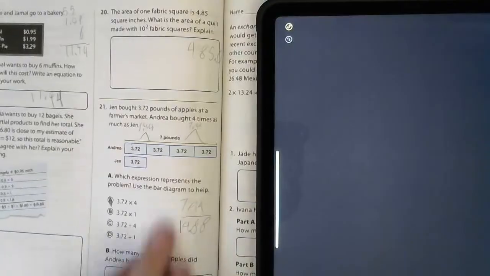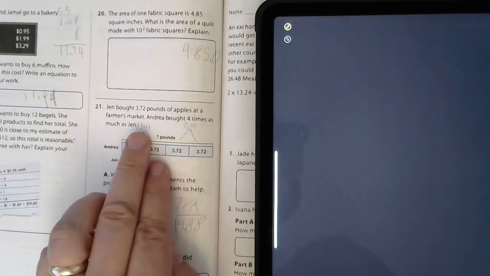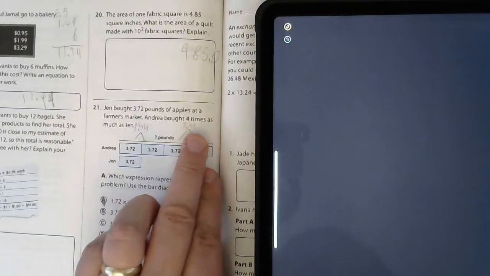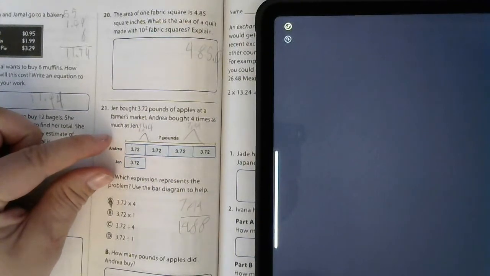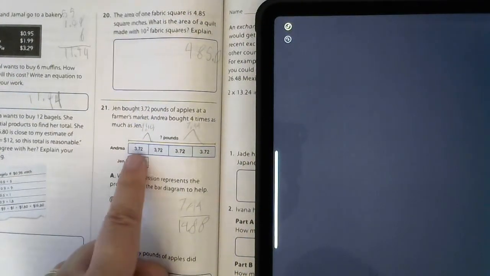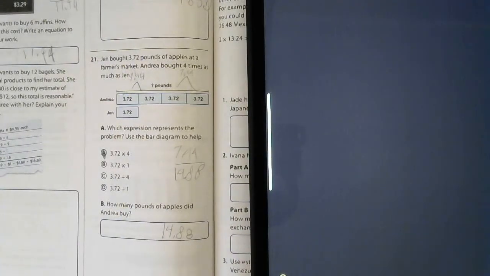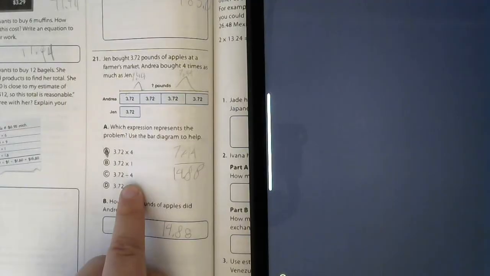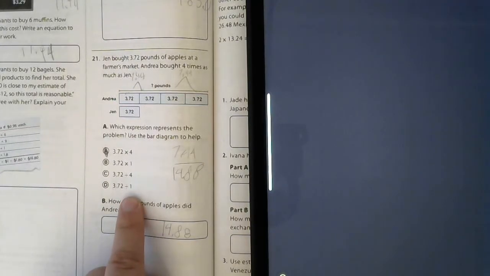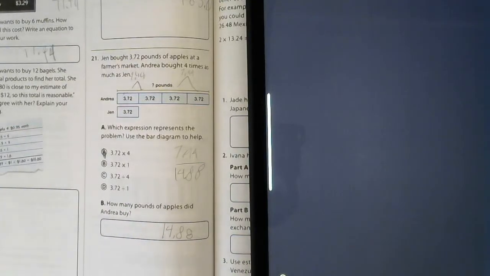Last question, on to Jen. Jen bought 3 72 hundredths pounds of apples at a farmer's market. Andrea bought 4 times as much as Jen. Look, we've got a nice little tape diagram here. We know Jen bought this much. Andrea bought 4 times that amount. It says which expression represents the problem and use the bar diagram to help. Look, we could take that amount times 4 or divided by 4. It makes the most sense to actually multiply it. And then finally, letter B, how many pounds would that be?